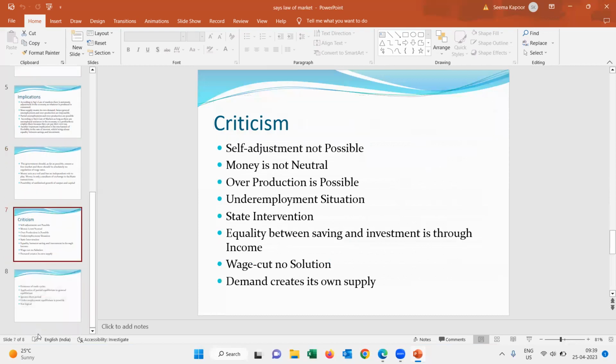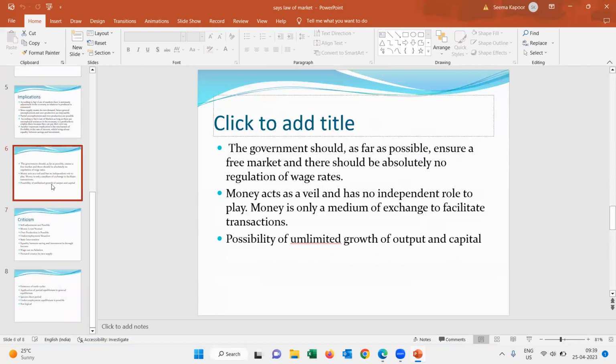Lastly, but not the least, another important assumption is that there is the possibility of unlimited growth of output and capital. It is based on the assumption that the supply of labor and capital is unlimited. When there is unlimited supply of labor and capital, it will lead to unlimited growth of output and capital.